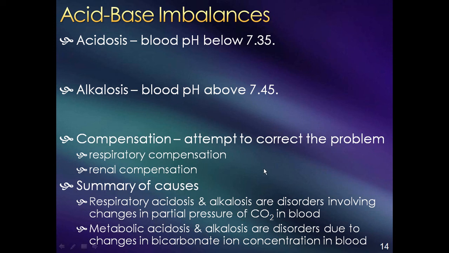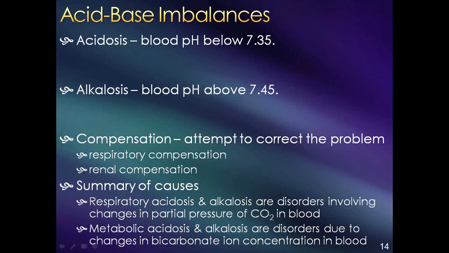Well, looking down here, you can see the summary of causes. The summary of causes comes back to the different systems that might be involved. Now remember, we spent quite a bit of time talking about the respiratory system and how it can help, but it can also hurt. If the respiratory system is what's broken and ultimately causing our acid-base imbalance, we refer to that as respiratory acidosis and respiratory alkalosis. In this case, since the respiratory system is broken, it's imbalances in CO2 that cause our problem.